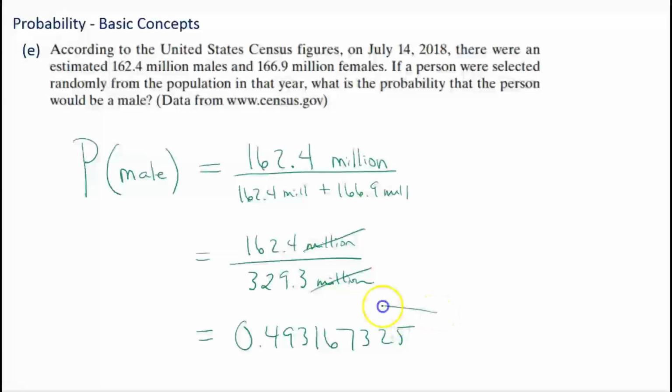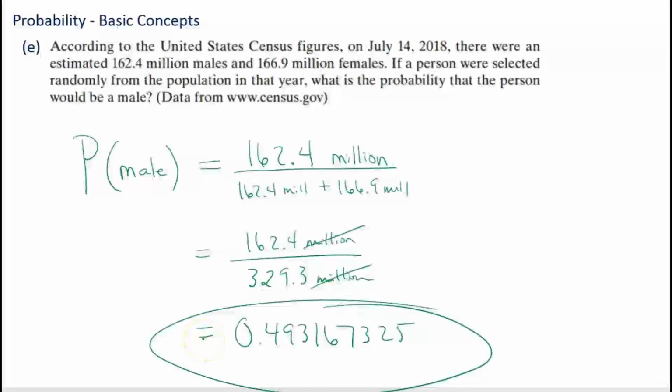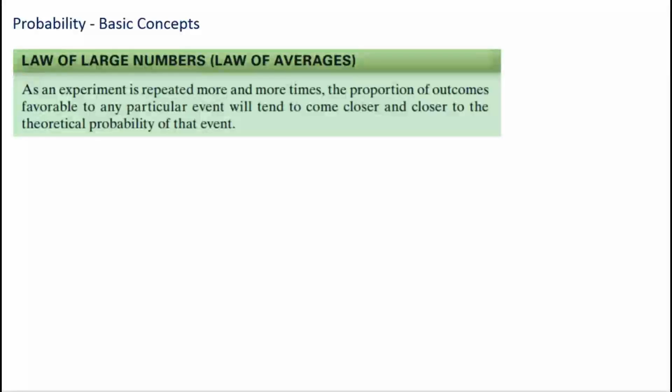Now, I do believe you should always look at your answer and see if it makes sense. You remember 0.5 is half, right? That's 50%. Notice this is almost half, 0.493. And we know those numbers are close together, but there are fewer males than females. So we have probably done this right. Roughly 49% are males.